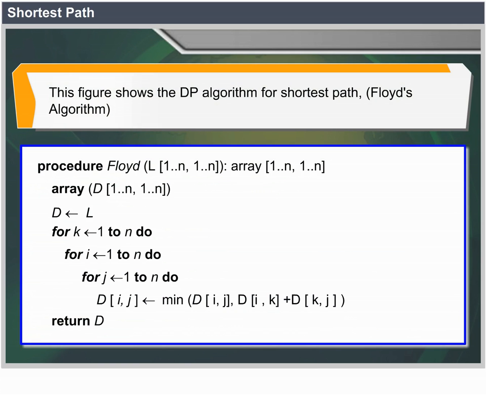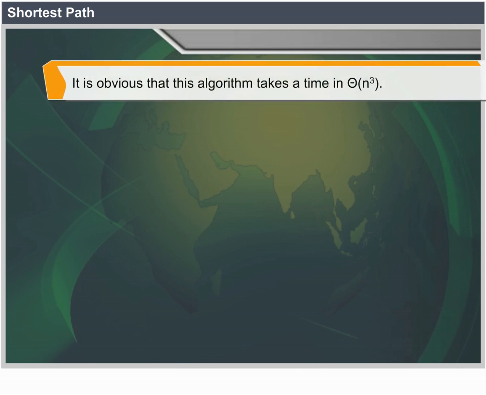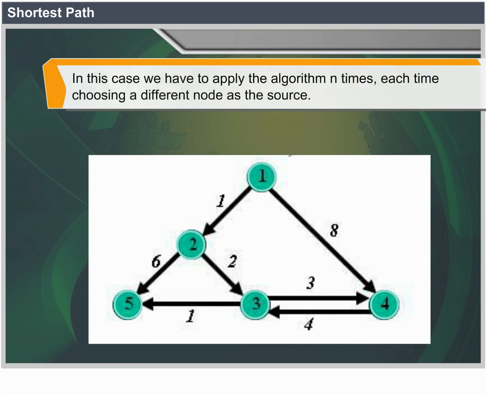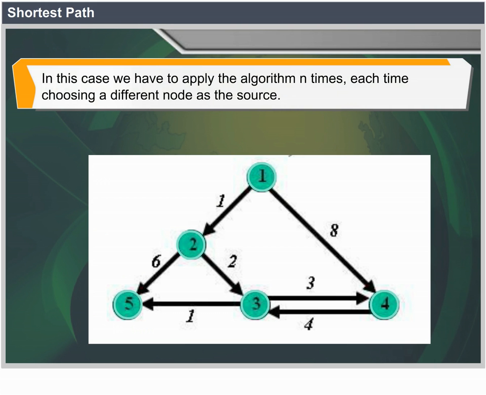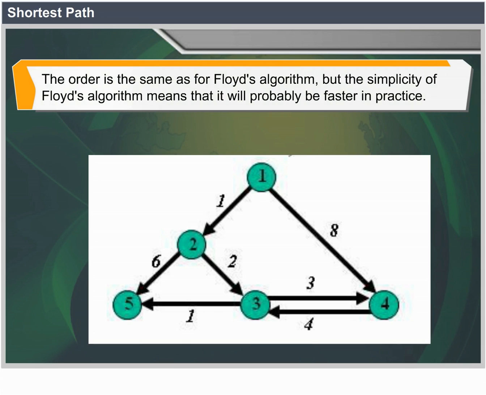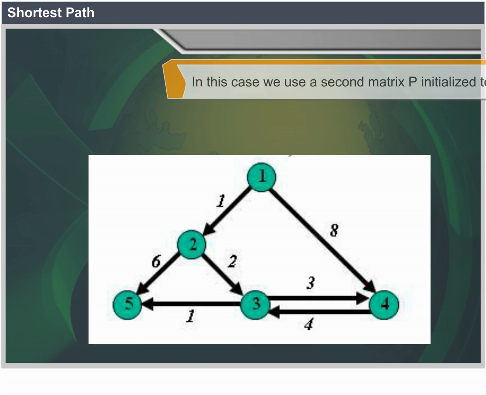It is obvious that this algorithm takes a time in theta of n cubed. Alternatively, we can apply Dijkstra's algorithm n times, each time choosing a different node as the source. If we use the version of Dijkstra's algorithm that works with a matrix of distances, the total computation time is in n times theta of n squared, that is, in theta of n cubed. The order is the same as for Floyd's algorithm, but the simplicity of Floyd's algorithm means that it will probably be faster in practice. In this case, we use a second matrix P initialized to 0.